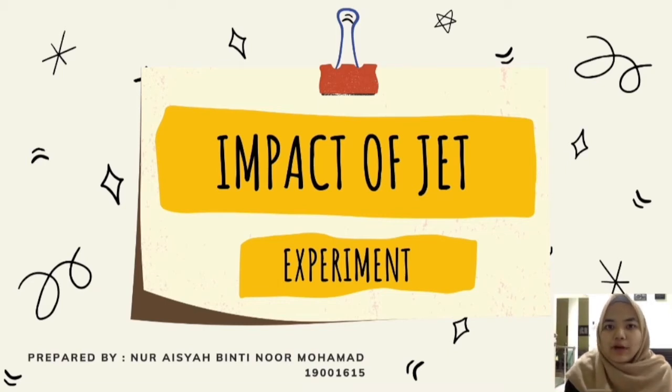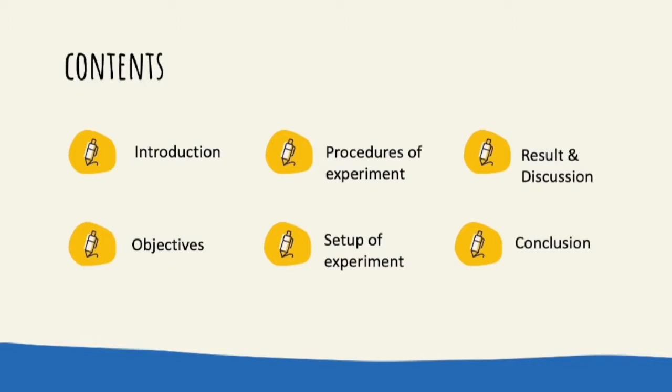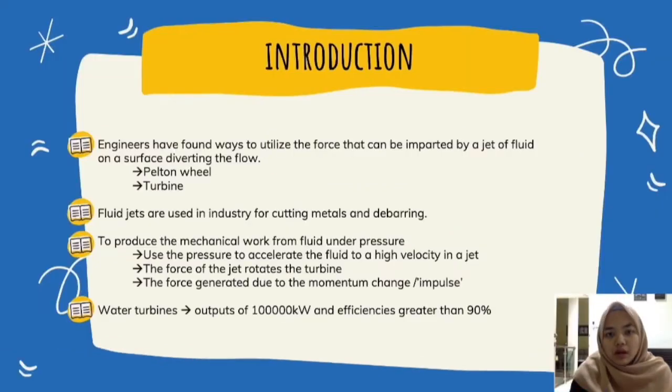Today I will explain the control volume experiment, which is the impact of jet. Over the years, engineers have found ways to utilize the force that can be imparted by a jet of fluid on a surface, diverting the flow. For example, the Pelton wheel and also the impulse turbine that is still used in the first and sometimes the second stage of a steam turbine. Fluid jets are also used in industry for cutting metals and deburring.